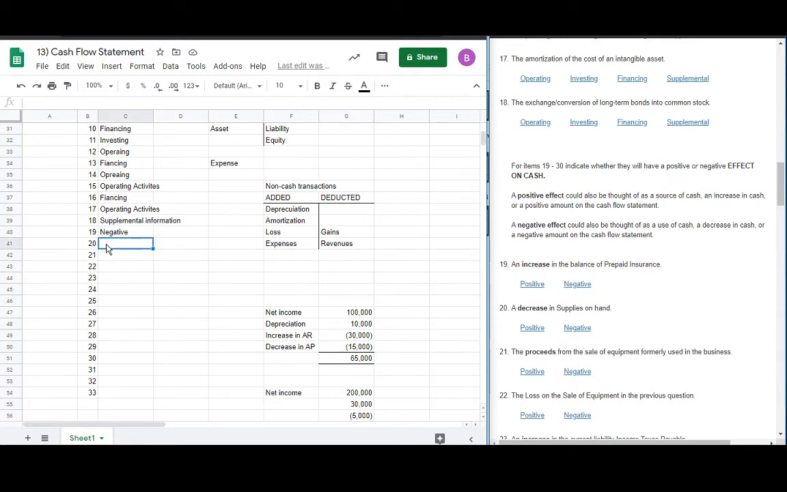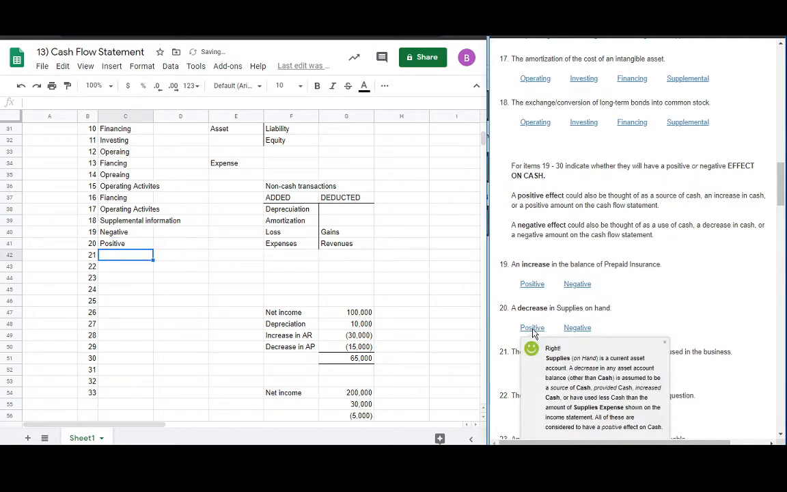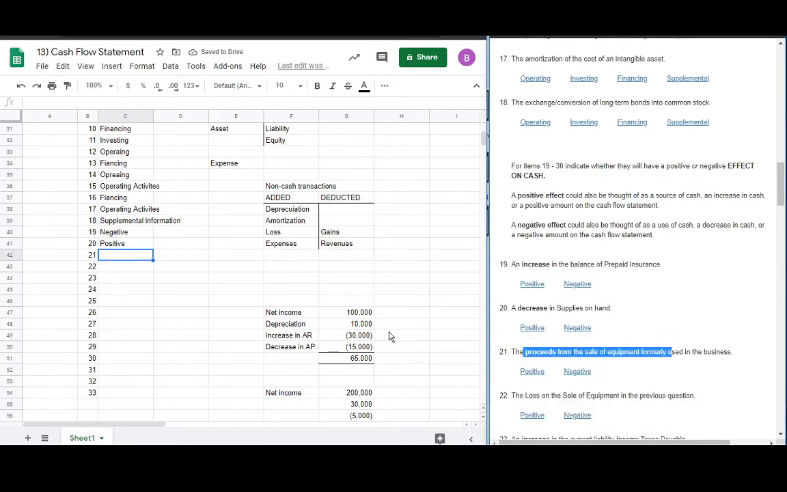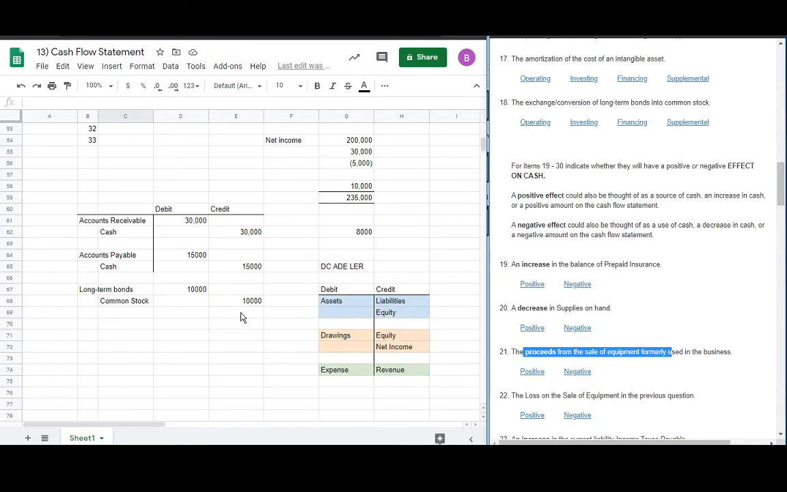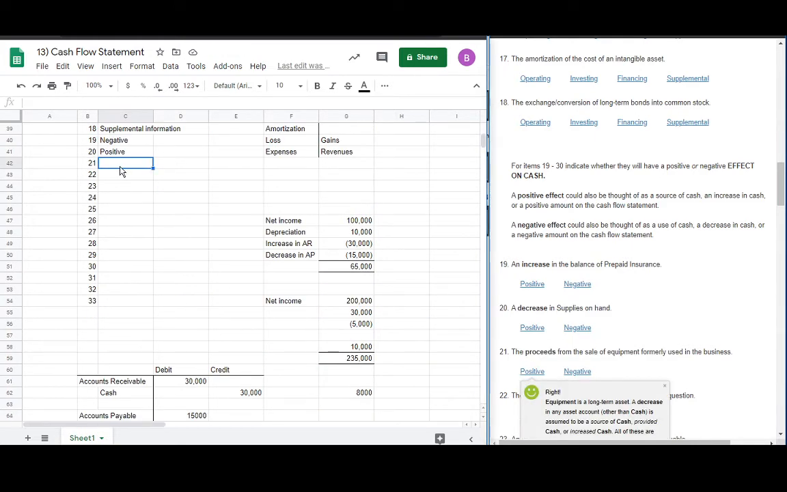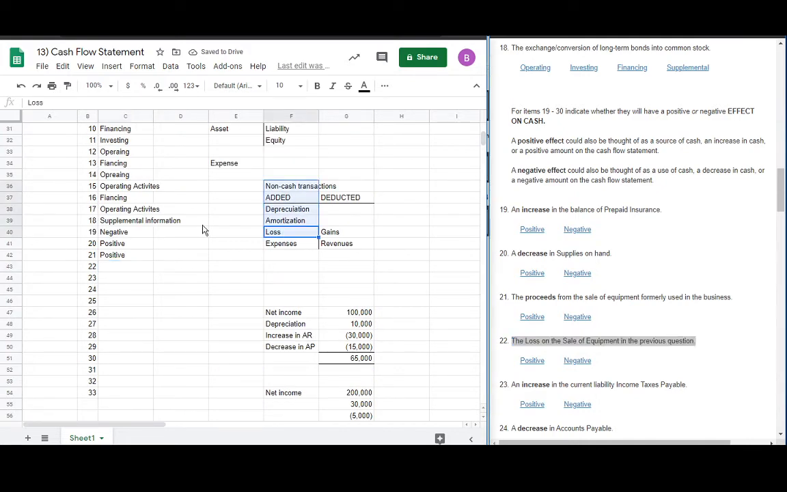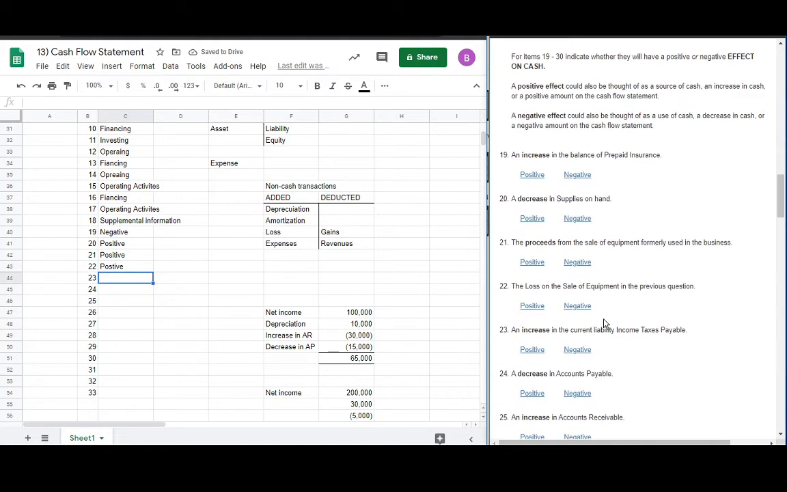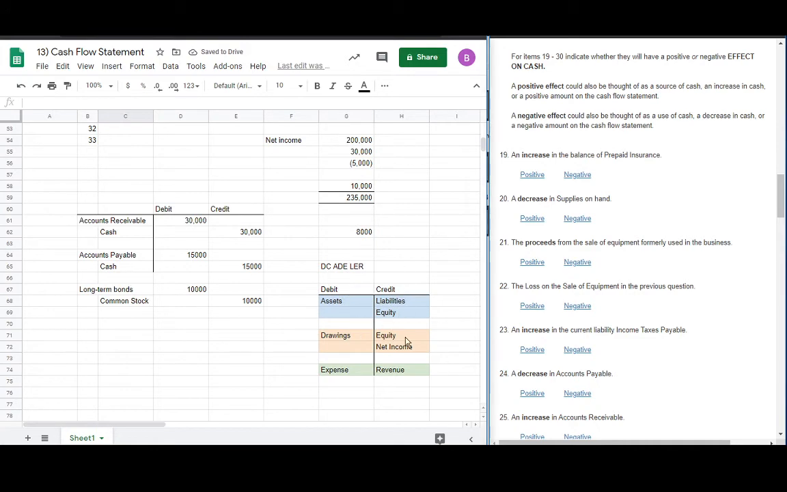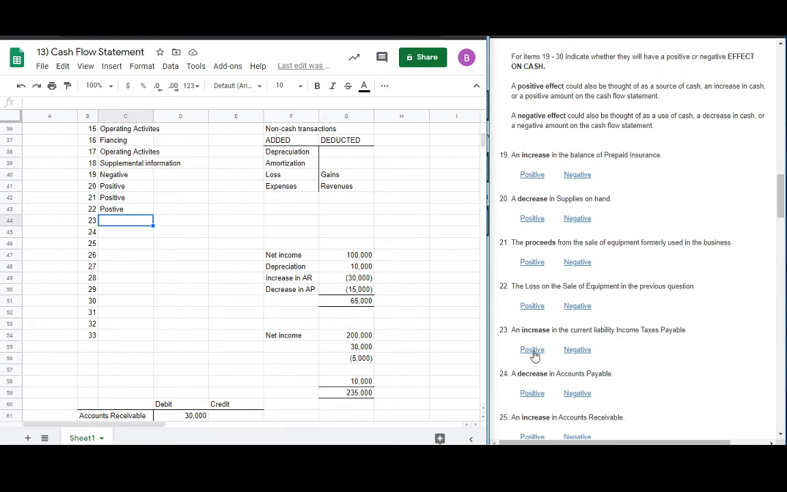So let's proceed here. Number 20, a decrease in supplies means an increase in cash. Number 21, proceeds from the sale of equipment, it means that equipment is going out, so cash is going in. Positive. 22, a loss on the sale of equipment, again, all losses are added back. Number 23, an increase in current liability. Okay, an increase in credit would mean an increase in debit. So positive.